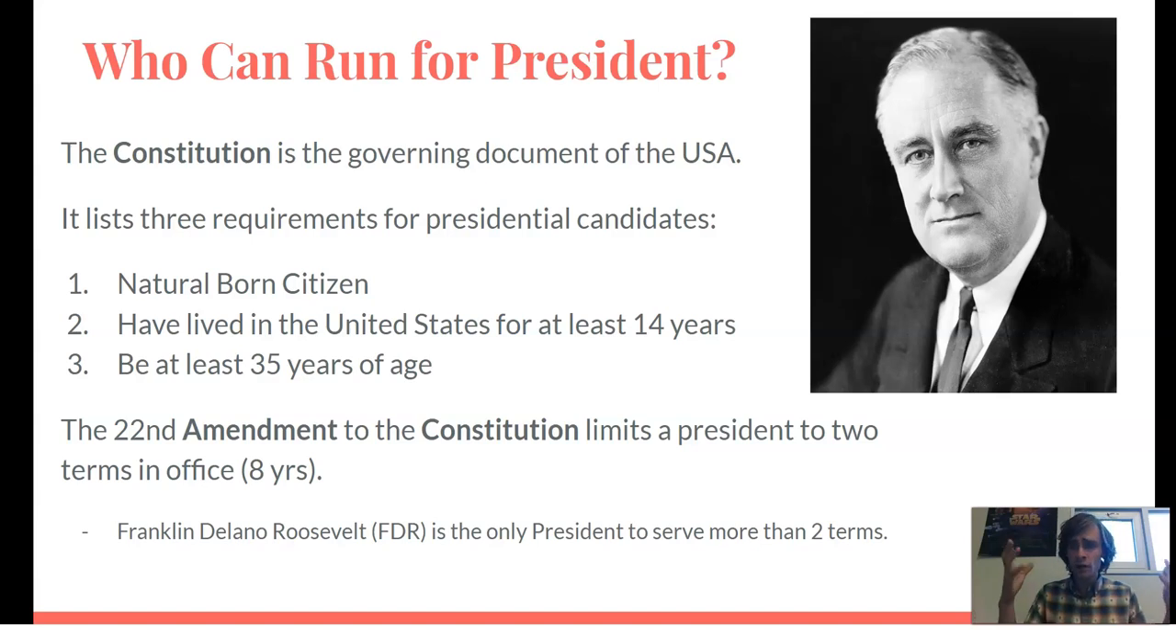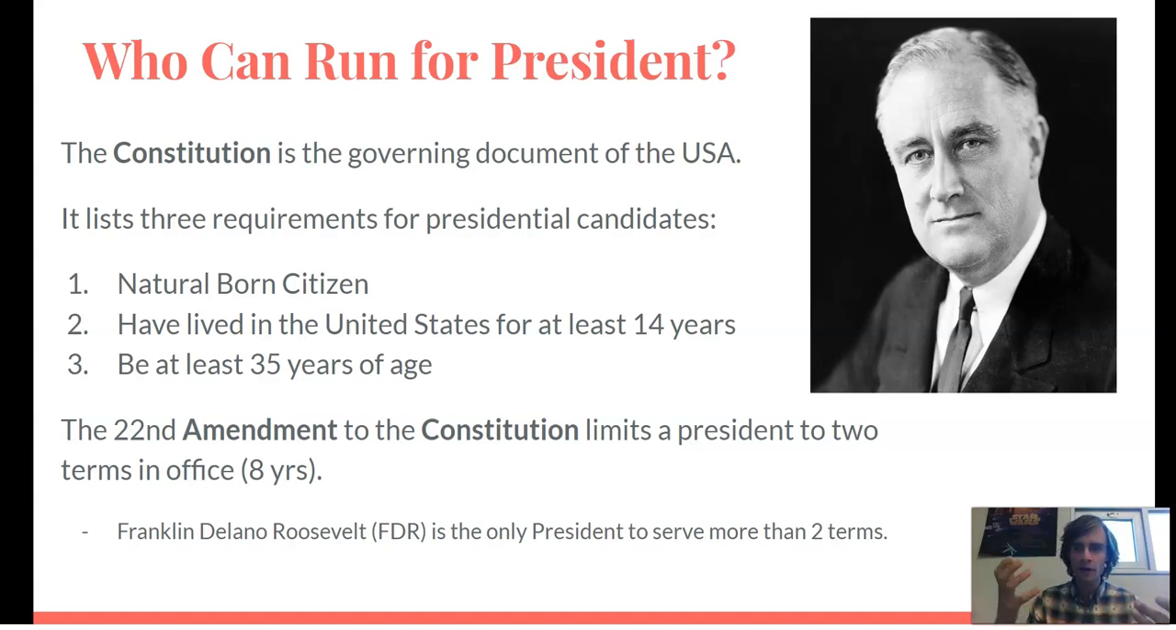So those are the only requirements for president. You can see there is no racial or gender requirements in there. It's just natural-born citizen, 14 years in the U.S., and at least 35 years of age. So any of you who are natural-born citizens could at age 35 run for president. So go for it. And the 22nd Amendment, or change to the Constitution, limits a president to serving 2 terms or 8 years in office.